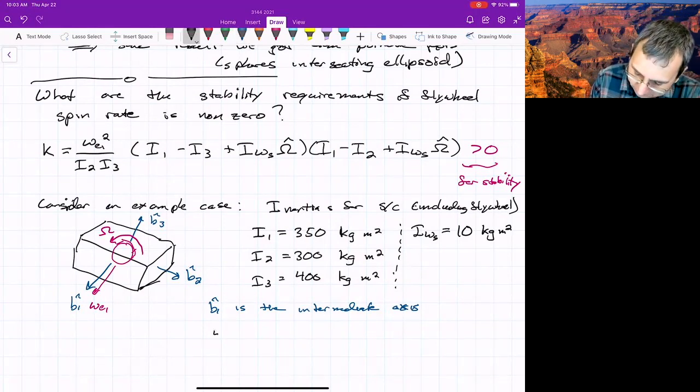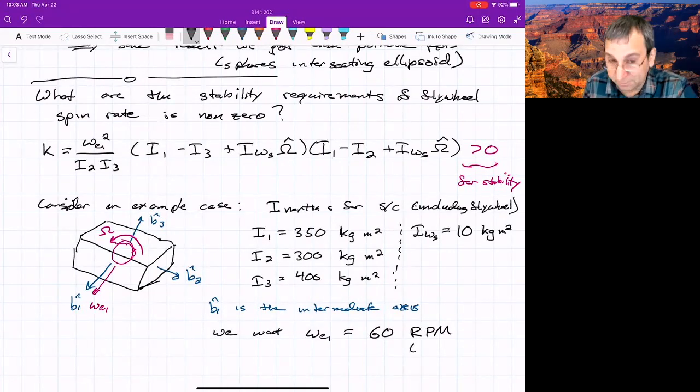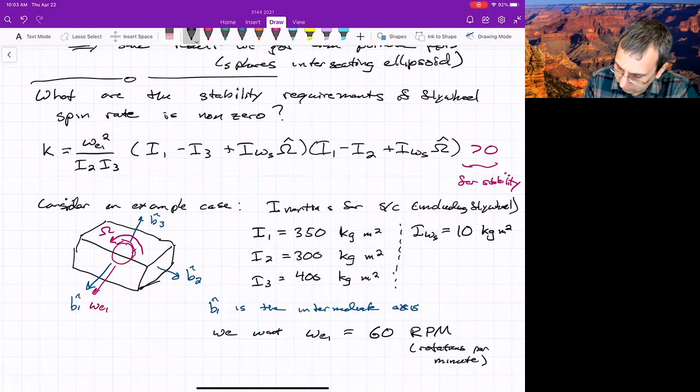we're told that we want omega E1 to be some spin rate. We could write it in terms of RPM, let's say 60 RPM. Rotations per minute. So this is spinning rapidly. That's 60 RPM.